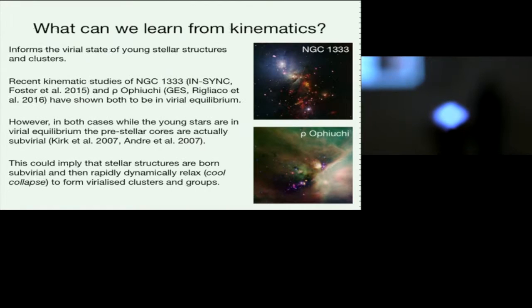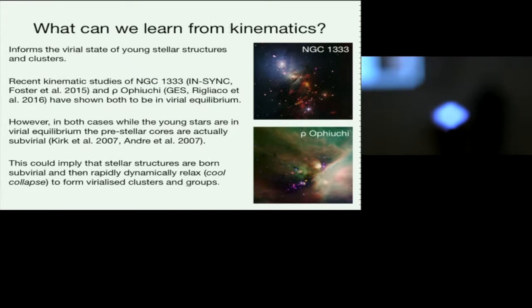What sort of thing can we learn from this information? I'd like to give a couple of examples here. These are from two studies, one of NGC 1333 and another of Rho Ophiuchi. These are both relatively low-mass regions. One study is from the INSYNC survey and the other from the Gaia-ESO survey.